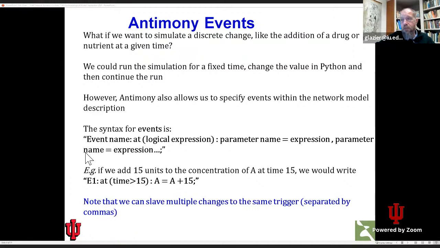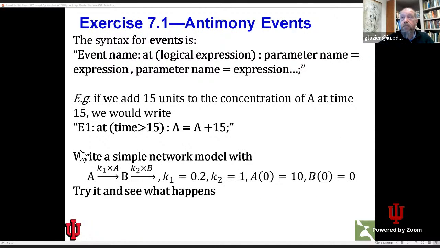And you can have multiple things be triggered by the same event, separated by commas, and then you end that with a semicolon. So if we wanted to say A is the concentration of a molecule, and at time 15, we want to add 15 units to A, we write E1 colon at time greater than 15, A equals A plus 15, semicolon. So again, we could have said A equals A plus 15, B equals B minus 15, and so on. So that's the basic concept of an event. Pretty simple to write down.